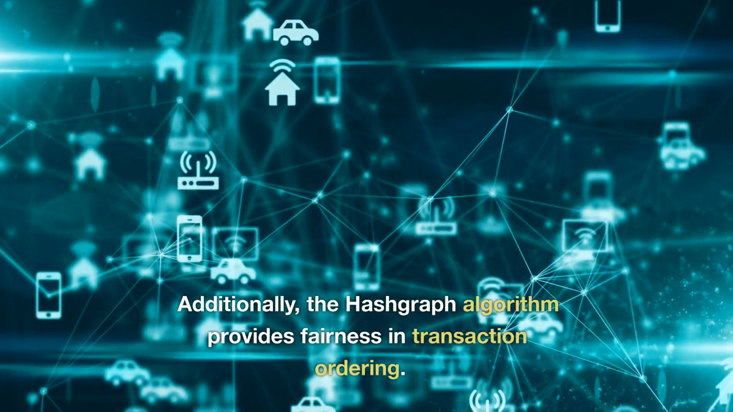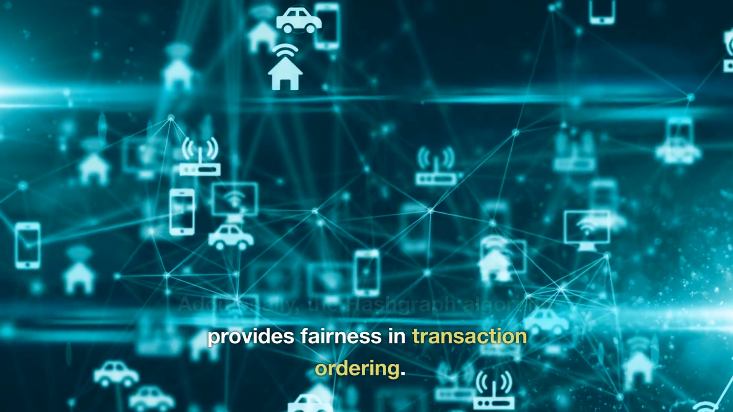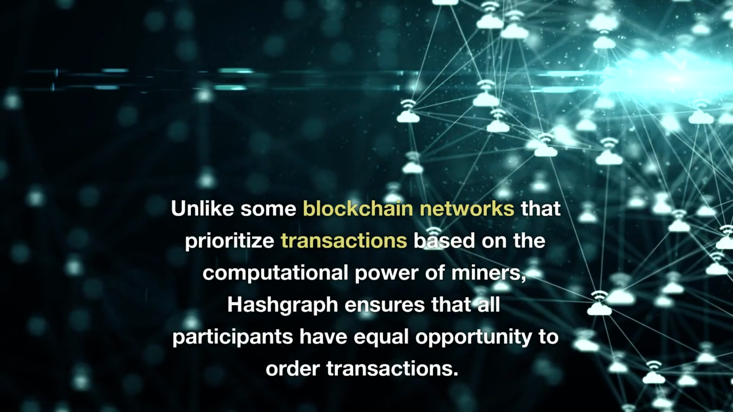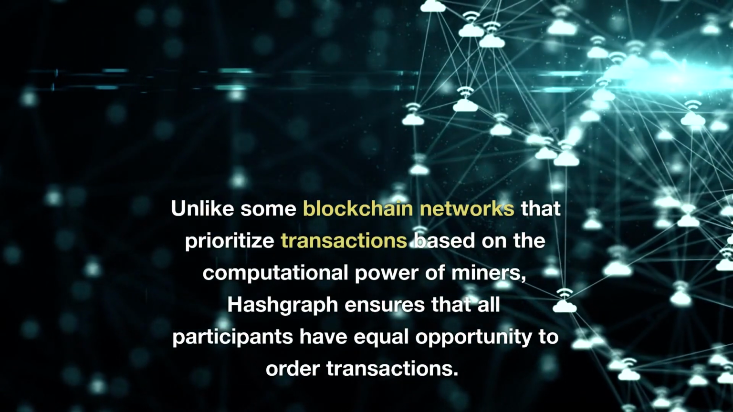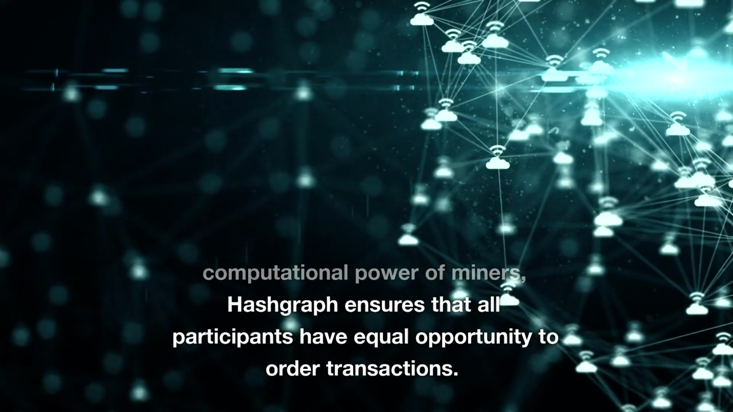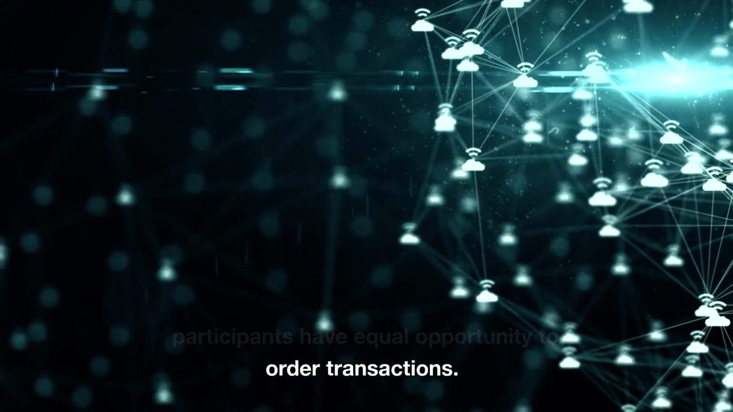Additionally, the Hashgraph algorithm provides fairness in transaction ordering. Unlike some blockchain networks that prioritize transactions based on the computational power of miners, Hashgraph ensures that all participants have equal opportunity to order transactions.